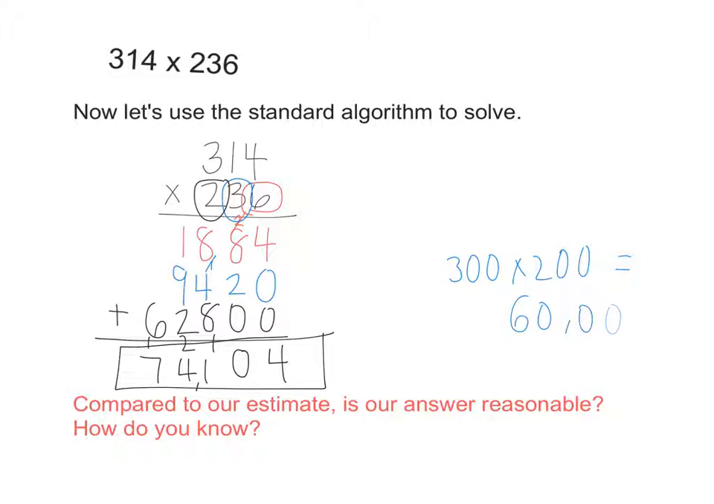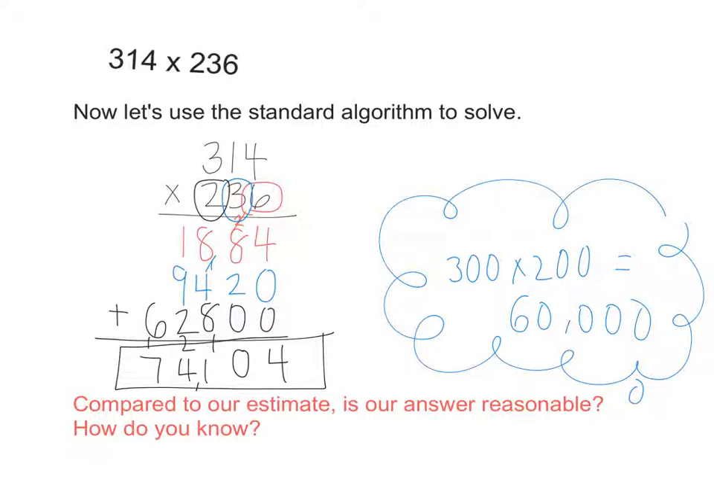60,000. Is our answer reasonable? How do you know? How do you know that our actual answer of 74,104 is reasonable? Alina? So when we rounded the factors to make an estimate, we rounded down so we knew that our actual product would be higher. So then 74,104 is more than our estimated product. You got it. 60,000. Good.